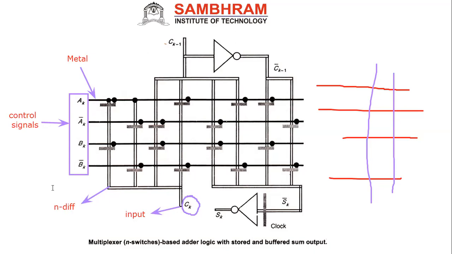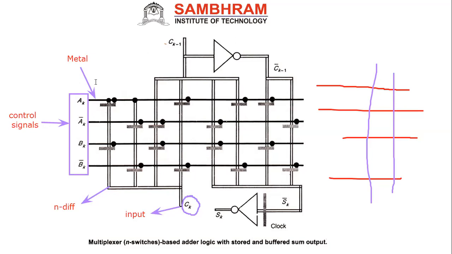Now, what is our expression? Let us go for the expression for our multiplexer. The input is CK; here we took the input as CK. The control signals are AK, BK, but we have AK, AK bar, BK, BK bar. That is why you see these are the control signals.